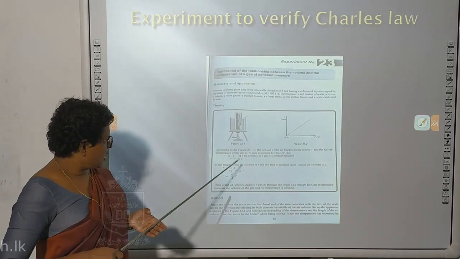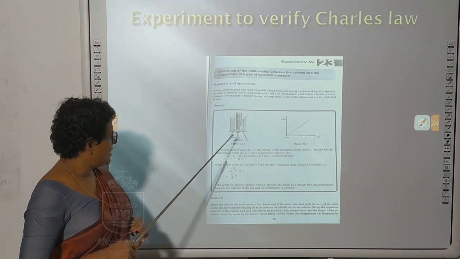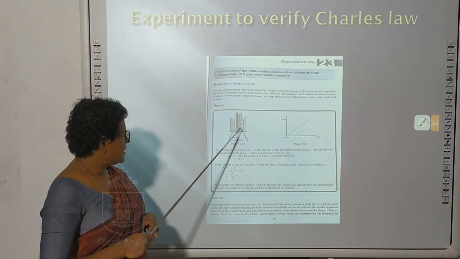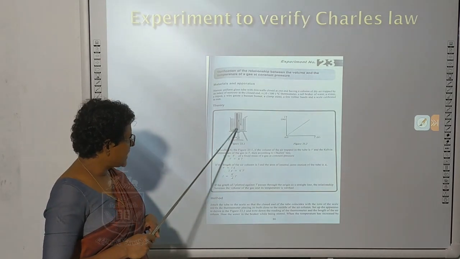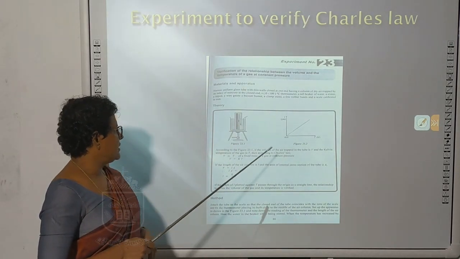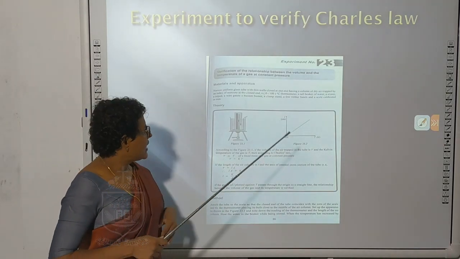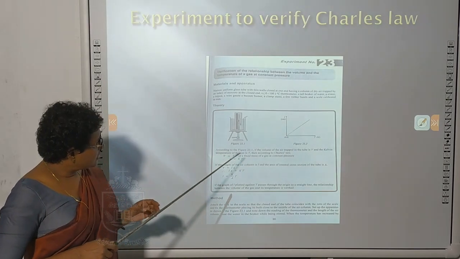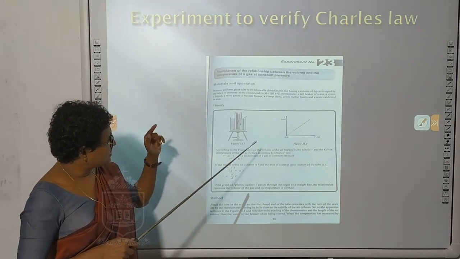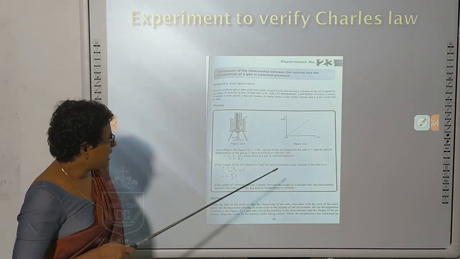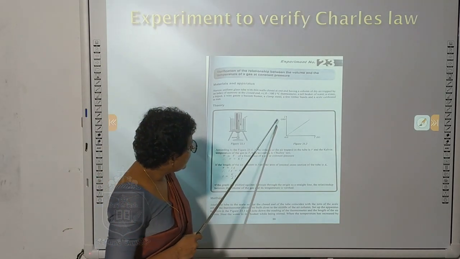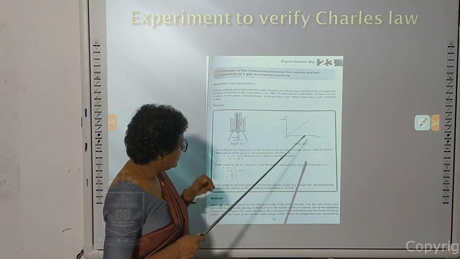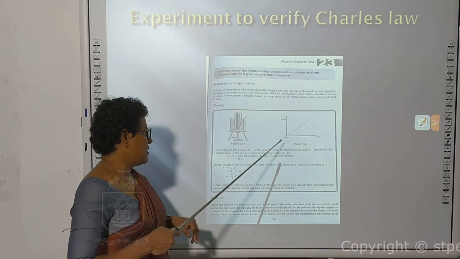Here also, when you increase the temperature, this water beaker gets heated, and at the same time the air column inside the tube also gets heated, and it expands, and now you can measure the volume and also the temperature. After that, you can draw the graph. Since the area A is constant, you can take the length of the air column against the temperature, and you will get a graph like this.